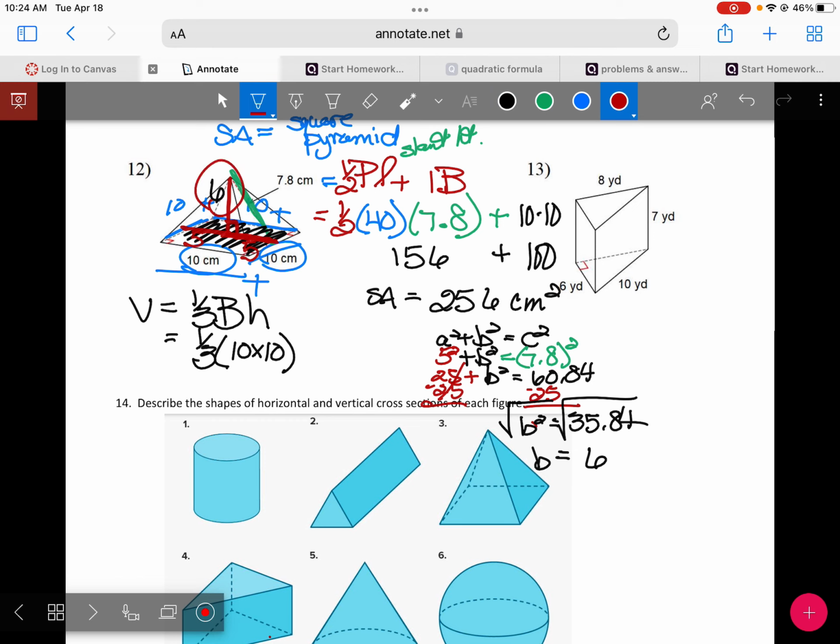And that is going to go right here. A third of 6, I can simplify that. 3 goes into 6 twice, and 10 times 10 times 2 is 200 centimeters cubed, because it's volume.